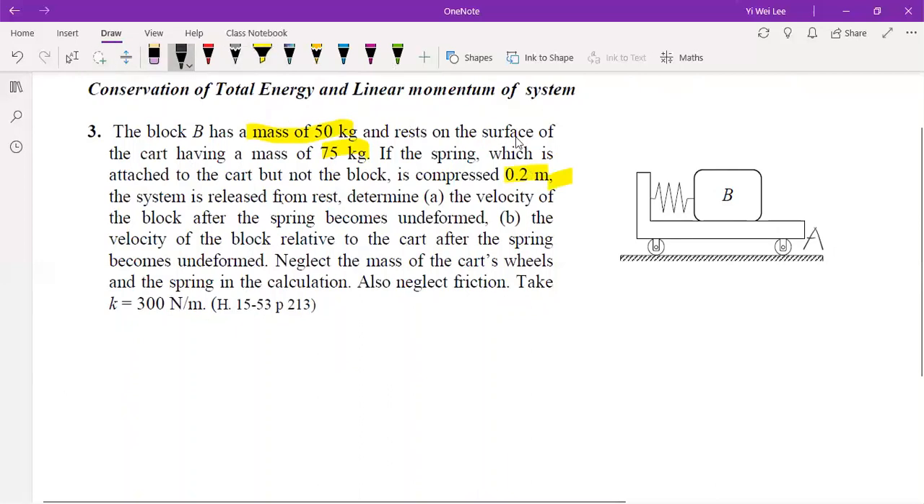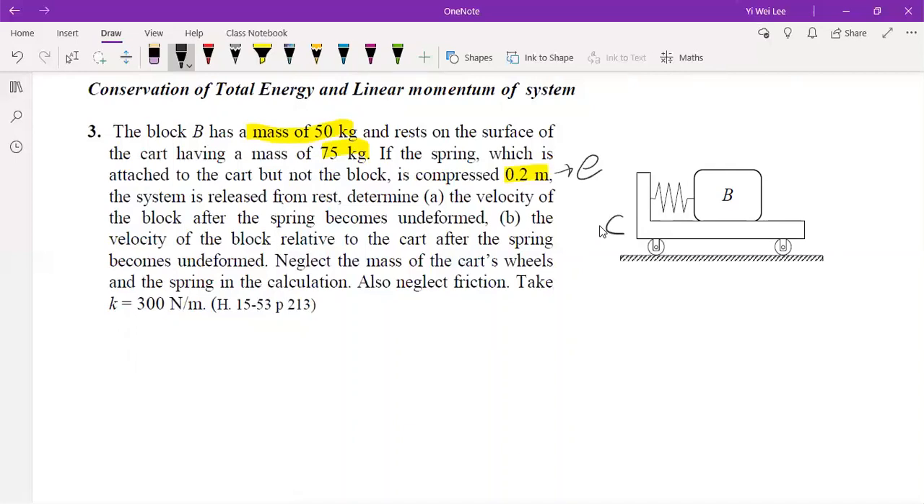This is basically our E, the extension of the spring itself, E, and the system is released from rest. We need to determine the velocity of the block after the spring becomes undeformed and the velocity of the block relative to the cart. So in other words, we need to find the velocity of the block in the cart. So let's denote the cart as C, okay?